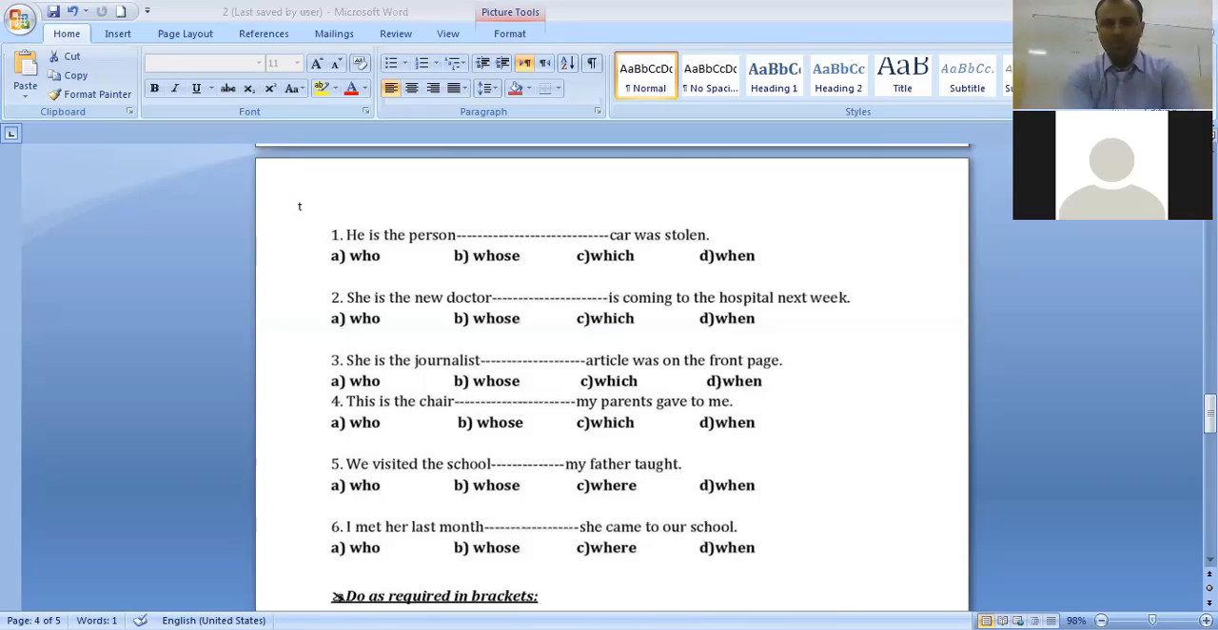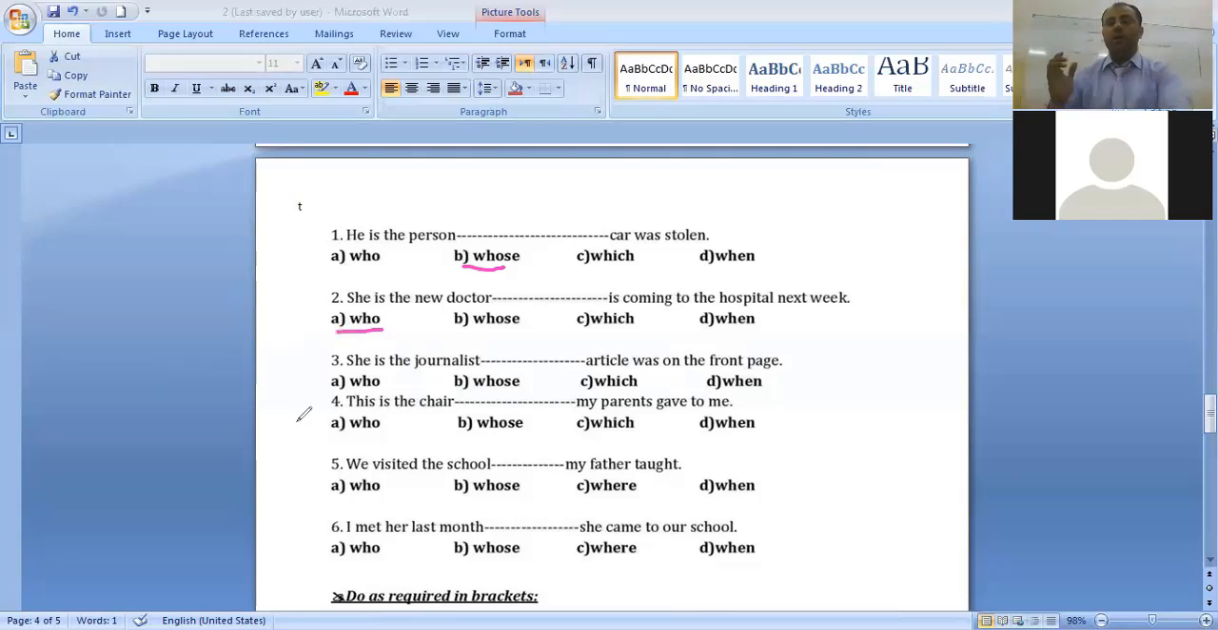Second sentence. Here, whose is the right answer. Second sentence, she is the new doctor. Blank is coming to the hospital next week. Here, in this sentence, I'm talking about what? About the doctor. So the doctor here is people. It's not things. It's not possession. It's not time. So the right answer is, thank you, Khalid. Oh, Badr. Thank you, Badr. Good, Badr. Thank you.